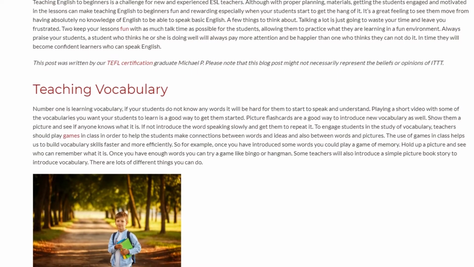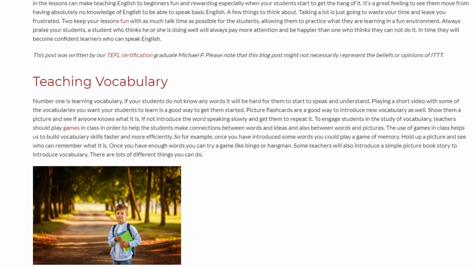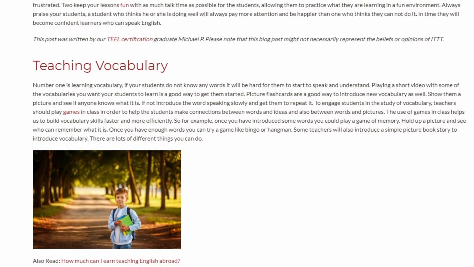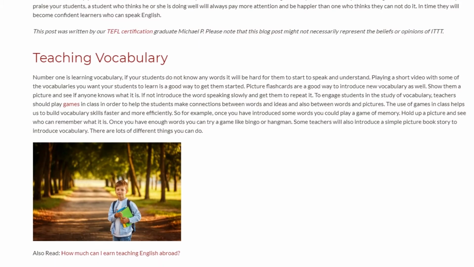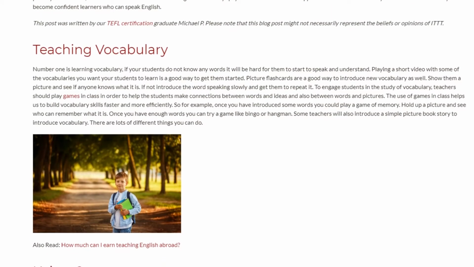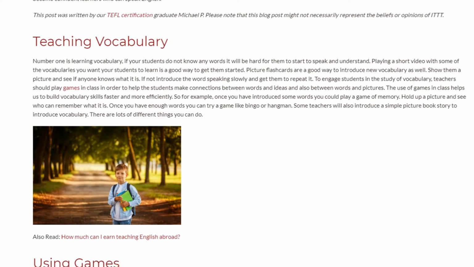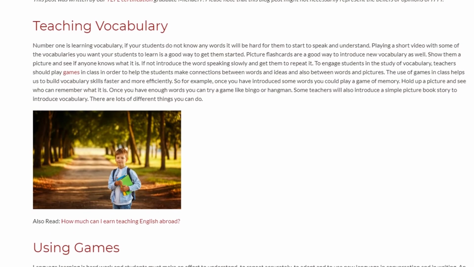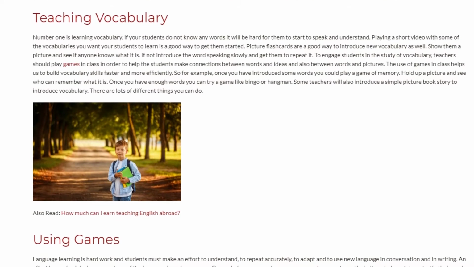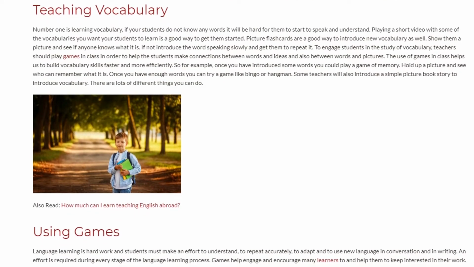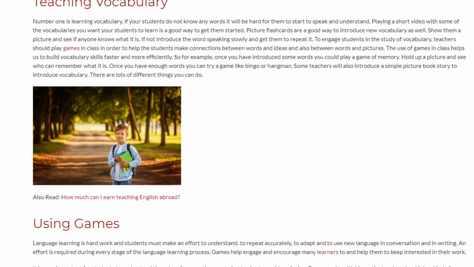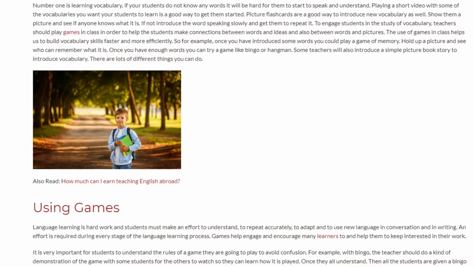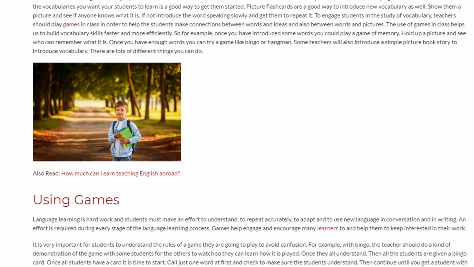To engage students in the study of vocabulary, teachers should play games in class in order to help the students make connections between words and ideas and also between words and pictures. The use of games in class helps us to build vocabulary skills faster and more efficiently. So for example, once you have introduced some words, you could play a game of memory. Hold up a picture and see who can remember what it is. Once you have enough words, you can try a game like bingo or hangman. Some teachers will also introduce a simple picture book story to introduce vocabulary. There are lots of different things you can do.